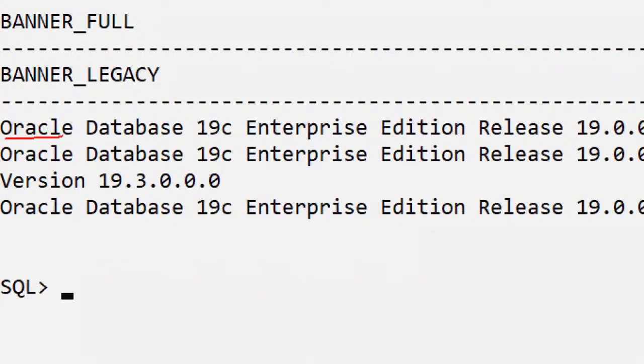Oracle is a product from Oracle Corporation. But what type of product is it? A database product. The version we are learning in our course is 19c, a version of this database product.